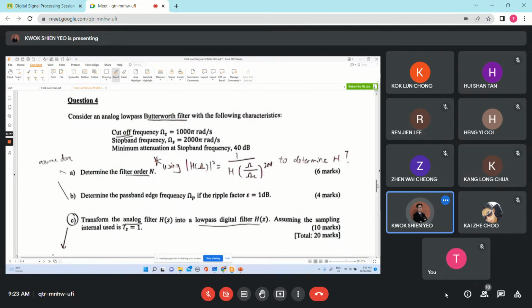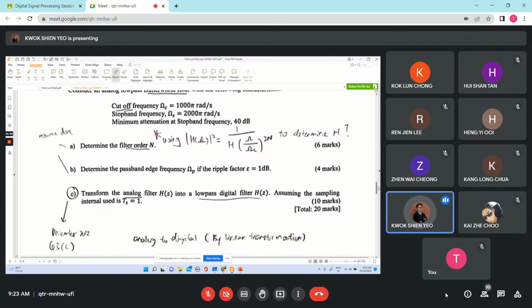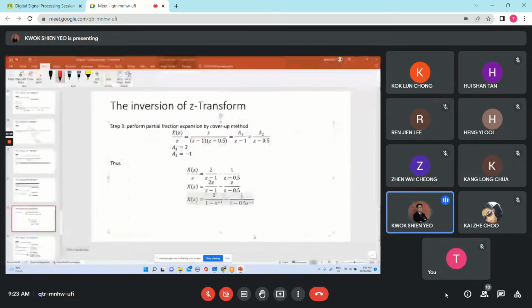There are some sketches also. Cut-off frequency. Okay, assume done. Using this to determine. Okay, wait. What is the question? What is the equation for?